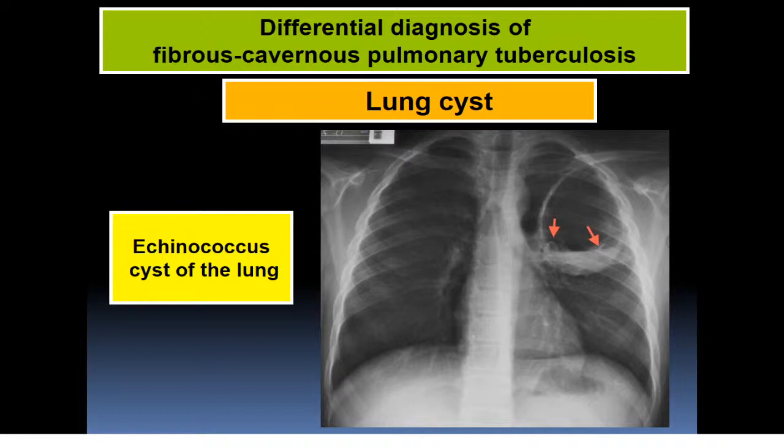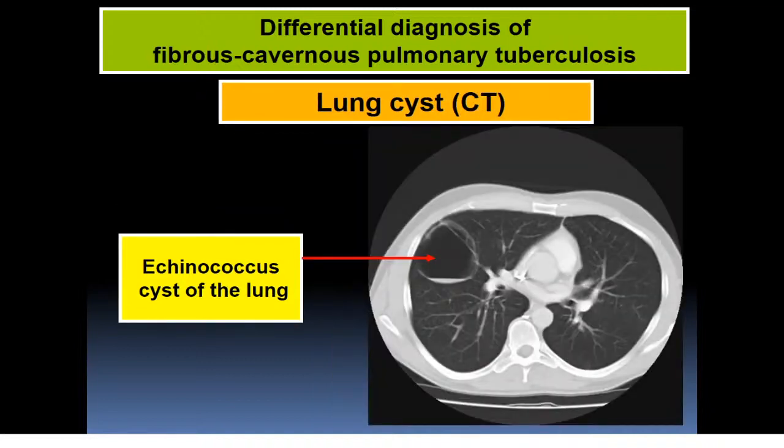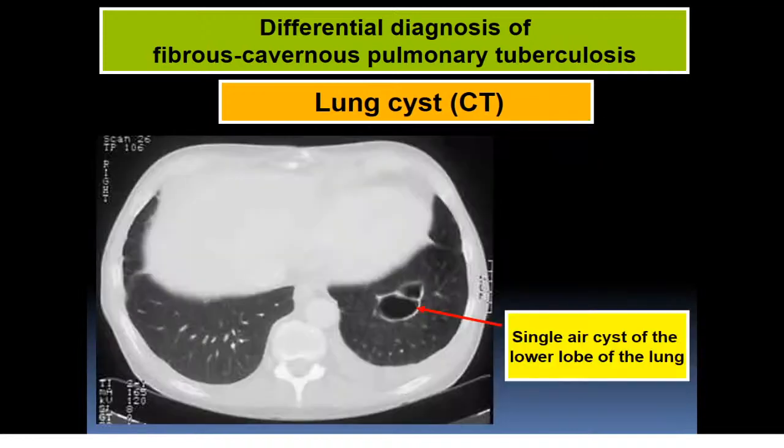For example, on this X-ray, you can see an echinococcus cyst of the lung with contents inside. We can see a cavity with contents and a horizontal fluid level also. This is a drained echinococcus cyst of the lung. It looks like a cavity. On this X-ray, a single air cyst of the lower lobe of the lung also looks like a cavity, cavernous TB.